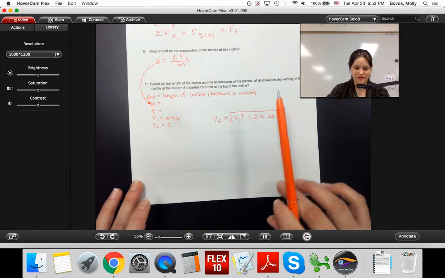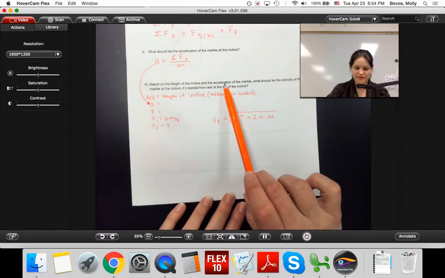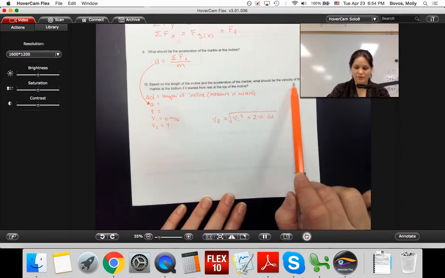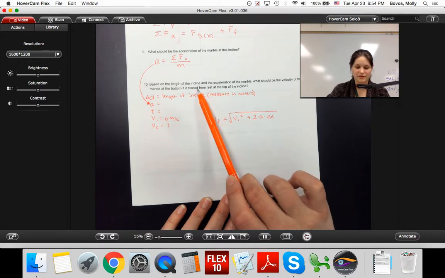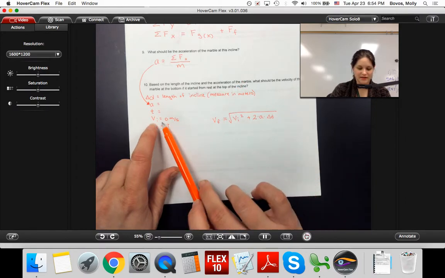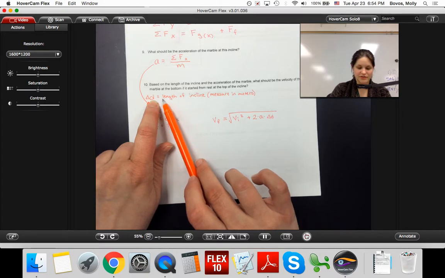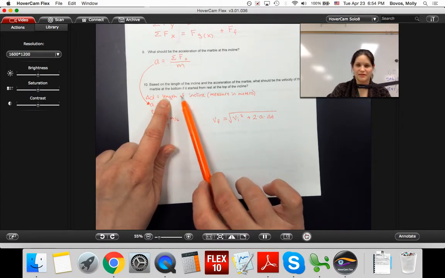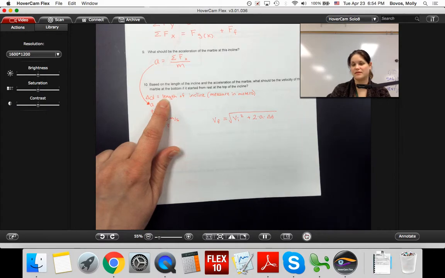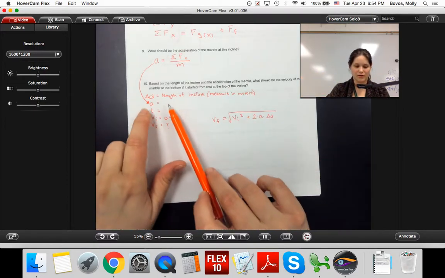Last thing on this page here, based on the length of the incline and the acceleration of the marble, which we're finding here, what should be the velocity of the marble if it started from rest at the top of the incline? From rest, that indicates that our initial velocity will be 0. Delta D, which is the displacement of the marble, is going to be the length of your incline, and that's going to depend on how you set up your ramp, how steep you make it, or how much pipe you actually use and keep straight. That's going to be up to you what this length is.